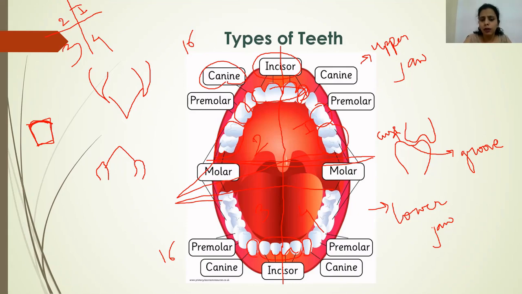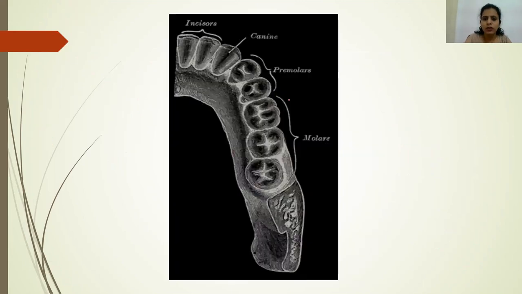Now if we count the number of teeth present in each quadrant, it is 8. Quadrant 1, 2, 3, and 4, each quadrant has 8 teeth respectively. This is the X-ray of the mouth of a person, and this is the picture of one quadrant.